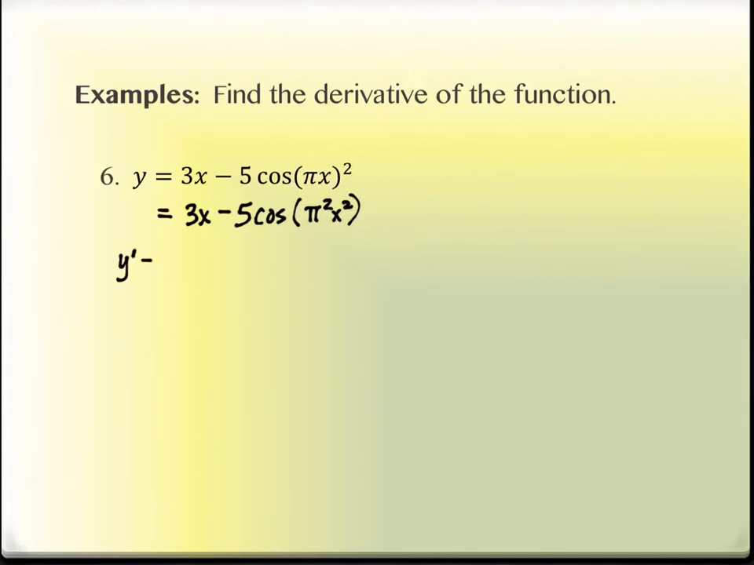So this one's y prime. Derivative of 3x is 3. And then we have the negative 5. So the negative 5 will stay. My outside function right now is cosine. So what's the derivative of cosine? Negative sine. So if you wish, you can actually change this to be a positive 5 sine at the moment, just using the negative that's coming out of that all at the same time. And the inside gets rewritten. It's pi squared x squared. Okay, so this is the derivative of the outside piece that we just did. Now I need the derivative of pi squared x squared.